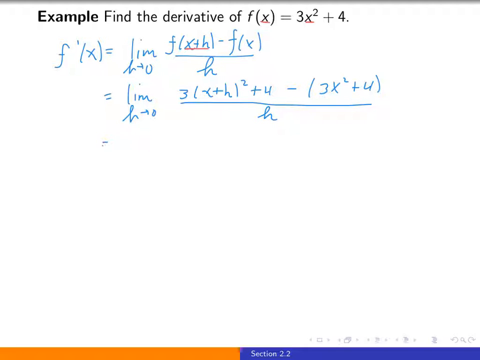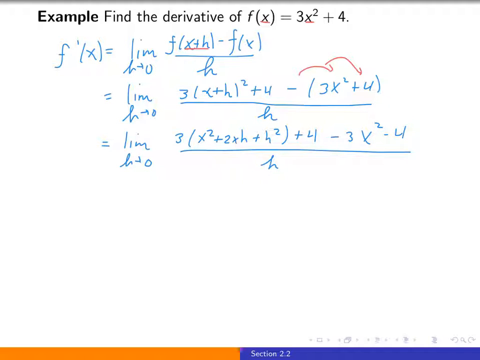And as we've seen with our previous examples, before evaluating the limit, the first thing we must do is algebraically simplify. Just working our way across the top and distributing out the x plus h quantity squared, we're going to have 3 times the quantity x squared plus 2xh plus h squared plus 4. And then in the second term in the numerator, the minus sign needs to distribute through. So minus 3x squared minus 4, and this is all divided by h.